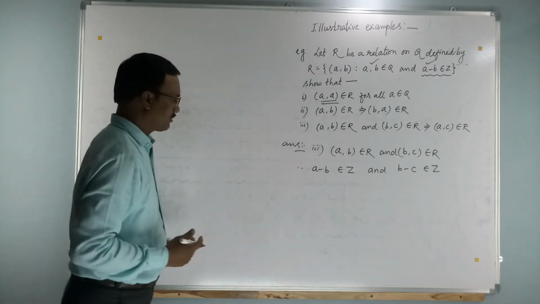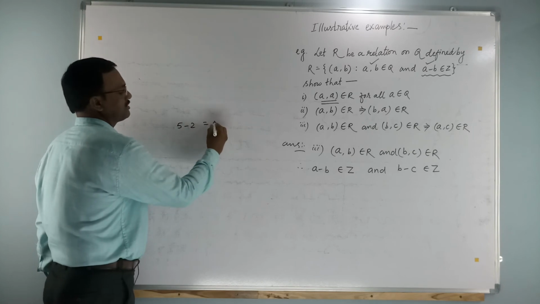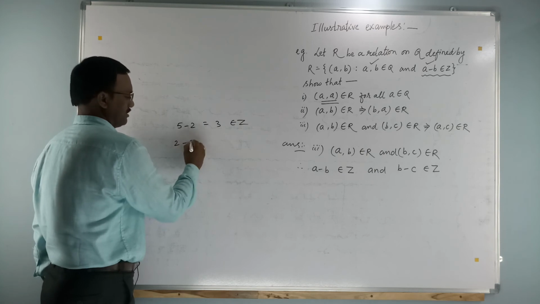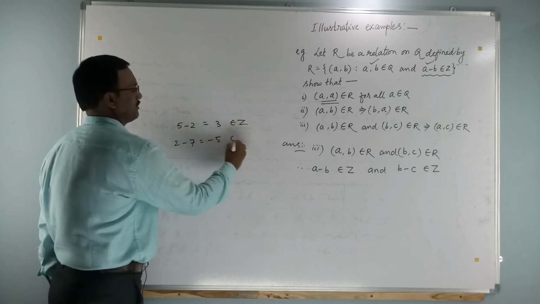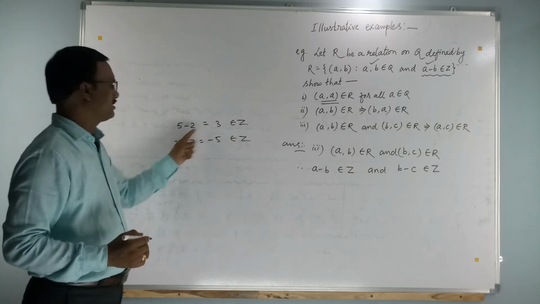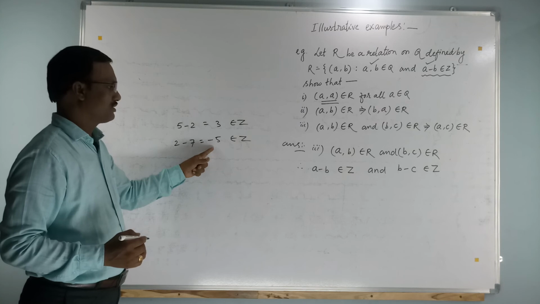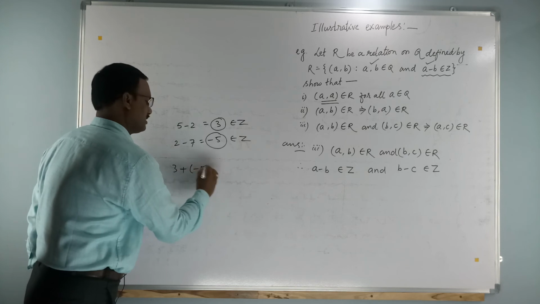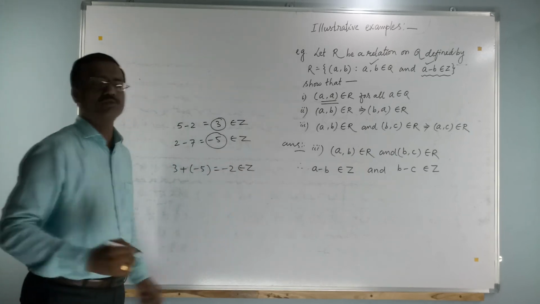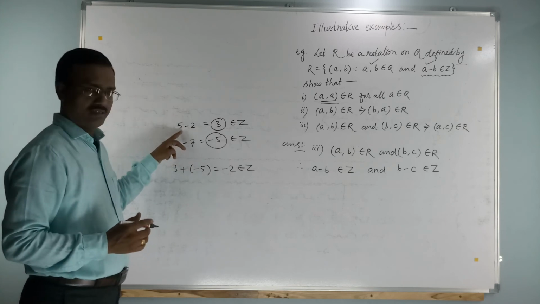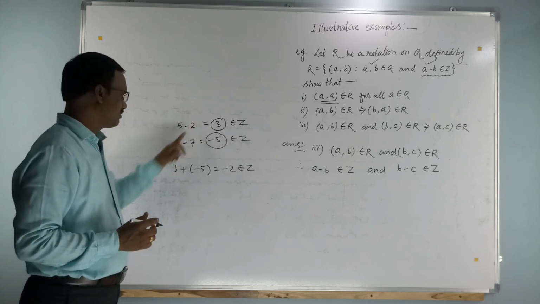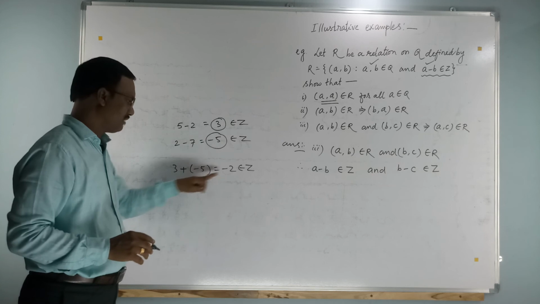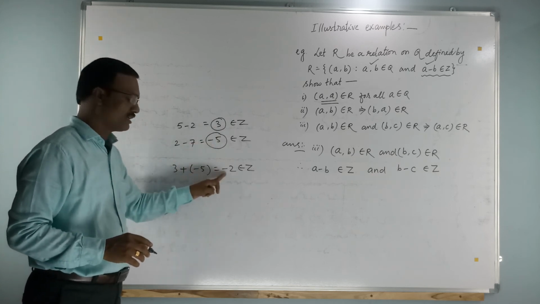Now I will again give the example. 5 minus 2 is 3, an integer, and 2 minus 7, which is minus 5, is also an integer. This is an integer, this is an integer. So if I add these two, 3 plus minus 5 is minus 2, so automatically this is also an integer. The difference between two numbers is an integer, the difference between this number and another number is also an integer, so the addition of these two numbers will also be an integer. I have shown it here: 3 plus minus 5 is minus 2, an integer.